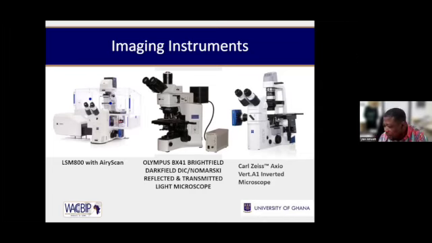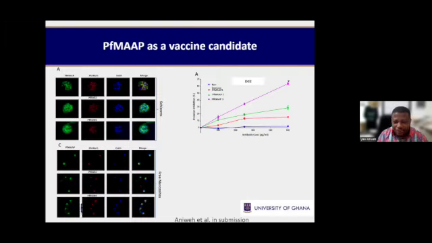So we have the Olympus BX41, which is just an upright. Then we have the Carl Zeiss Axiovert A1. It's an inverted microscope, so it allows us to do different things. Then we have this LSM 800 with Airyscan to attempt to do some super resolution kind of things.